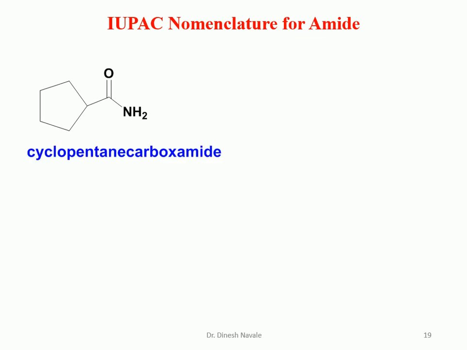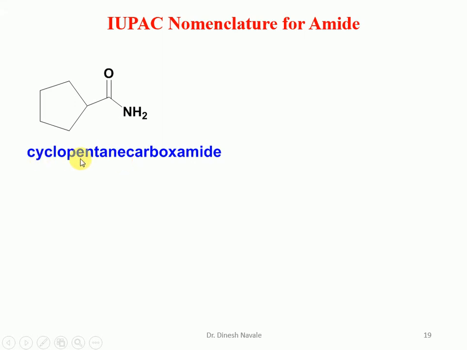When we write the IUPAC nomenclature for a cyclic ring containing the amide, that means the amide group is a substituent on the cyclic ring. In that case, we have to utilize carboxamide, C-A-R-B-O-X-A-M-I-D-E. That carboxamide suffix should be utilized with the alkane. What is the alkane part? It is cyclopentane. So it is going to become cyclopentanecarboxamide. In case of the cyclic, we have to retain the E of the alkane part as it is.